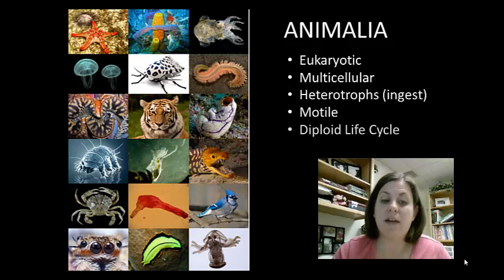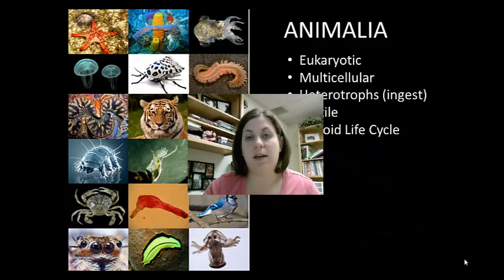And then last, animals usually carry on sexual reproduction, which means they have a diploid life cycle. A new animal must have two sets of chromosomes. That's where the diploid comes from, one coming from the egg and one coming from the sperm. So now let's take a closer look at this kingdom.